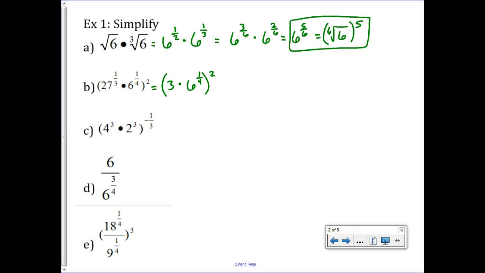And then square that. I need to square each piece to get rid of that squared. So 3 squared is 9. And then 6 to the 1/4, so power to a power means to multiply. 1/4 times 2 is 2/4, or I have 6 to the 1/2. Well, 6 to the 1/2 is the same as the square root of 6. So that simplifies to 9 square root of 6.